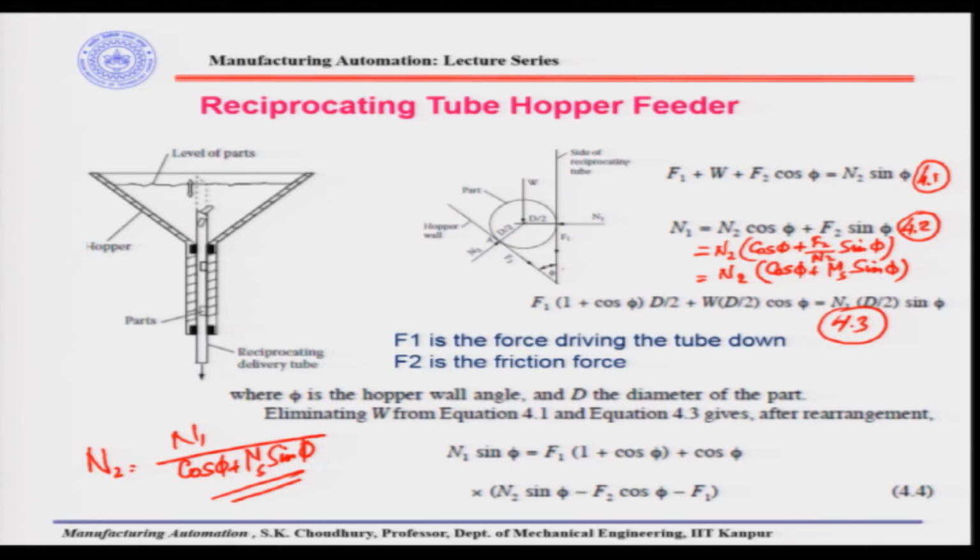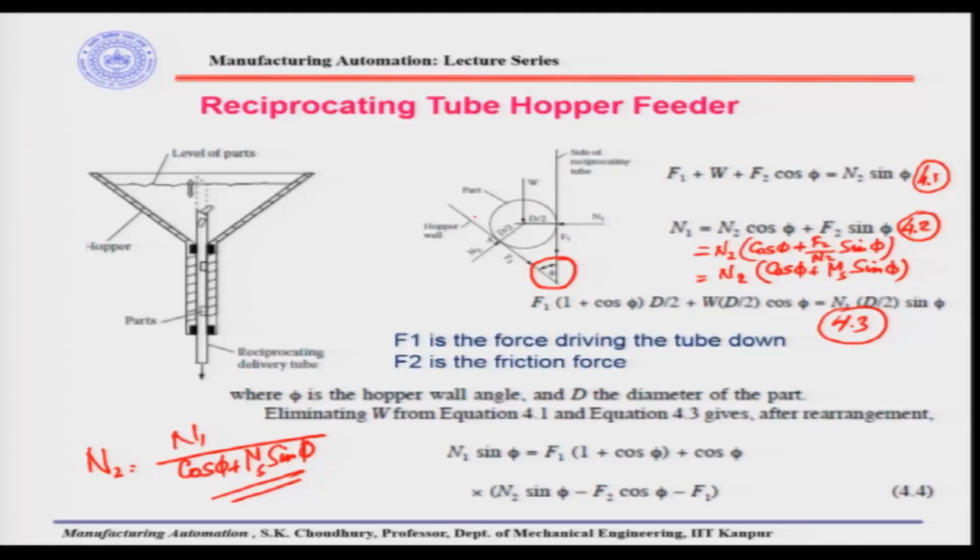So, therefore, the most important part here is this angle, which will decide whether the part will be jammed between the hopper wall and the side of the reciprocating tube, or, in other words, whether the tube is able to slide. If phi is not properly selected, the tube will not be able to slide because the part is jamming here. That is the point that we are making.